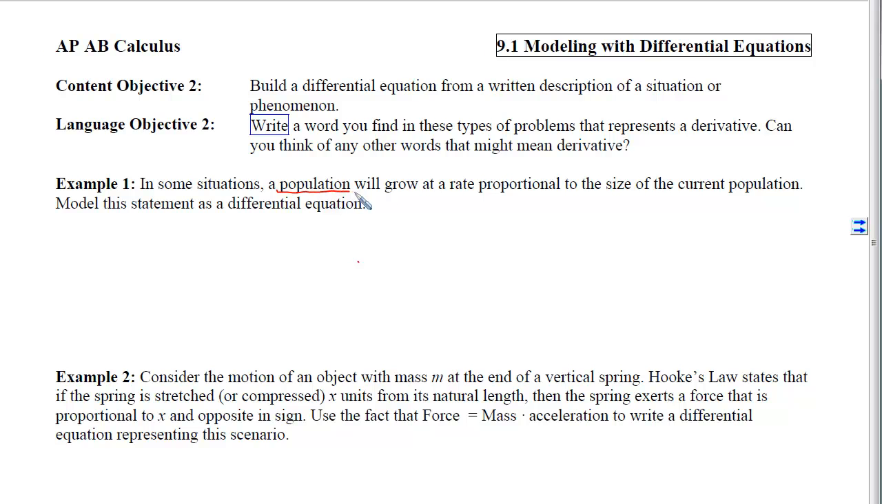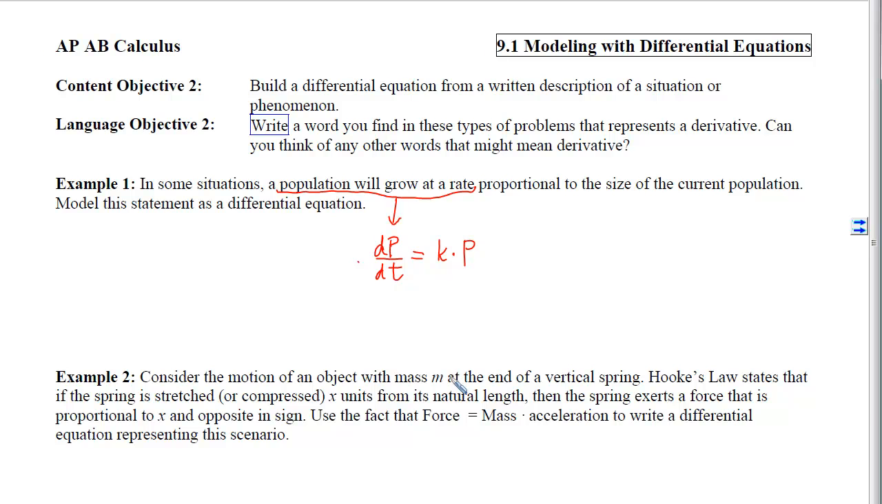So this piece right here can be rewritten as the derivative of the population with respect to time. Now, proportional to, that means it is a constant multiple of the size of the current population, which would be P.